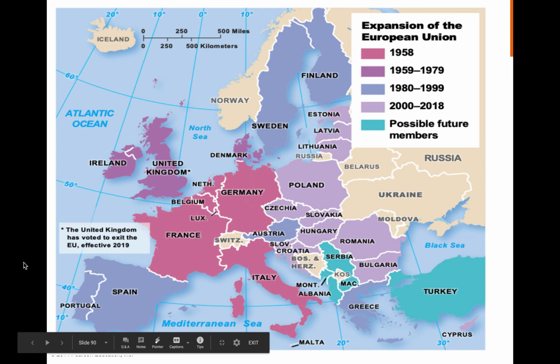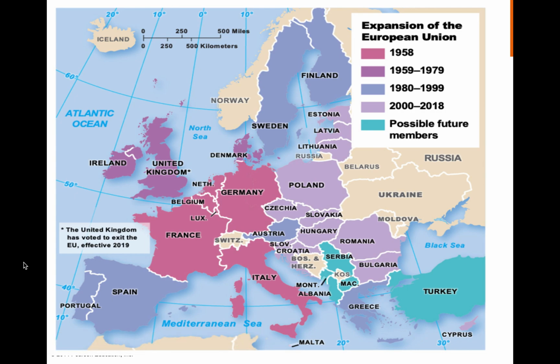As you can see, European Union expansion. Again, when we look at this, we can see the growth of the European Union from 1958 to currently in 2018. We can see possible memberships are found in former Yugoslavian countries that balkanized, such as Serbia, Macedonia, Montenegro, and Albania. Then also Turkey and Eastern Europe.